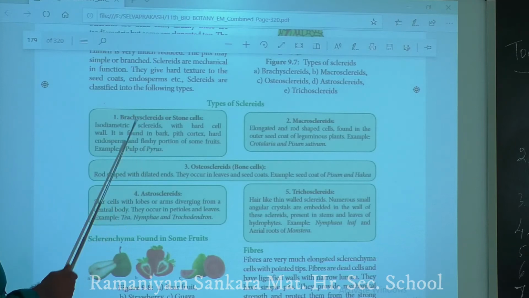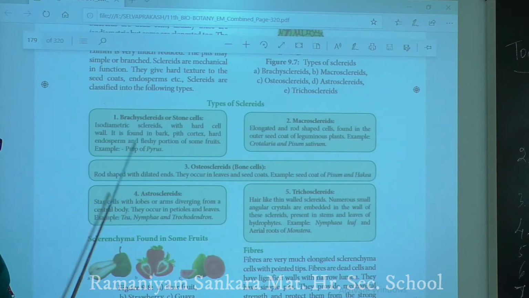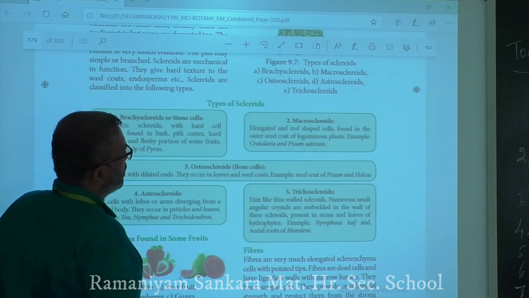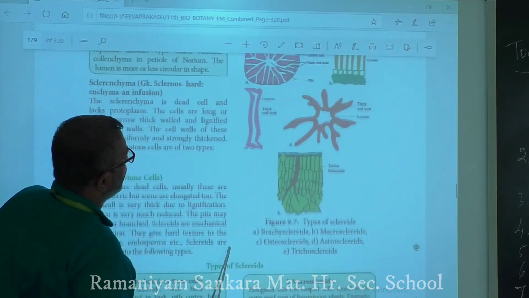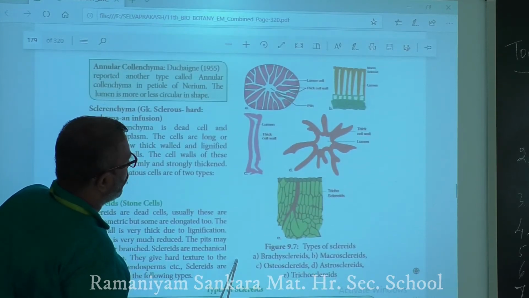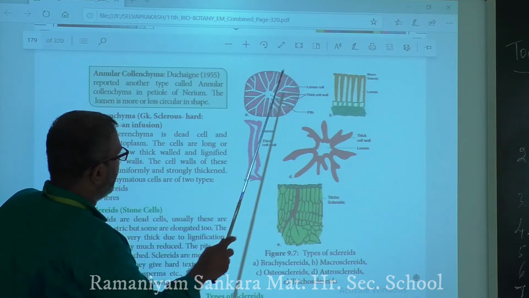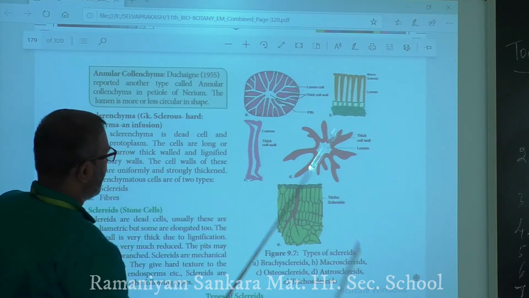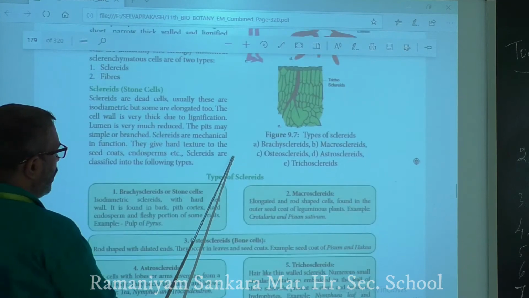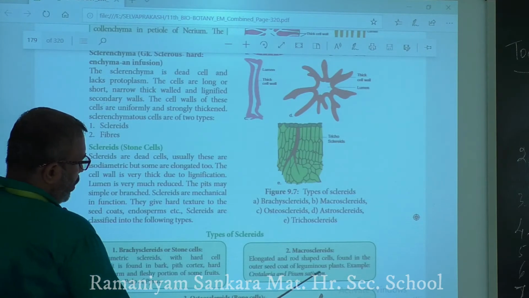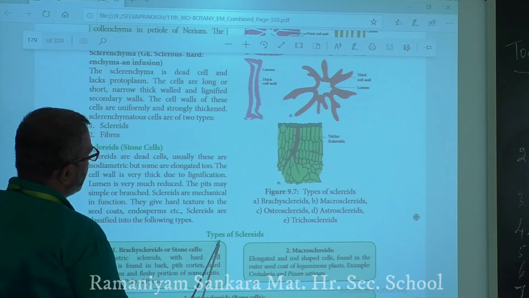The presence of this type of scleroids, example, pulp of pear. Macroscleroids: elongated and rod-shaped cells. That is called macroscleroids. Here, elongated and rod-shaped cells. Found in the outer seed coat of leguminous plants. Example, Crotalaria and Pisum sativum.